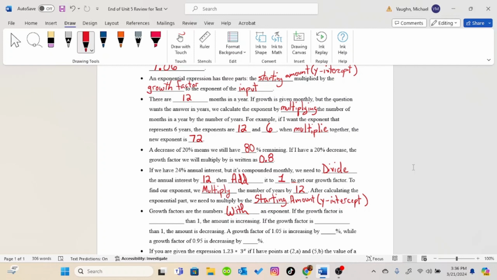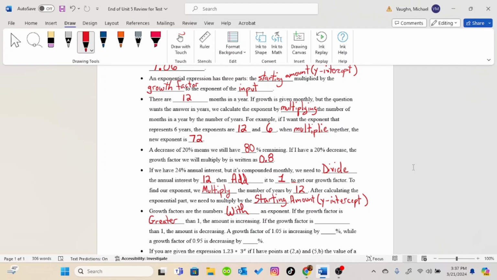If the growth factor is greater than 1, the amount is increasing. So when you find that number that has the exponent, if that number is greater than 1, the amount is increasing. Because now that 1 is maintaining the current amount and anything else is causing it to increase.